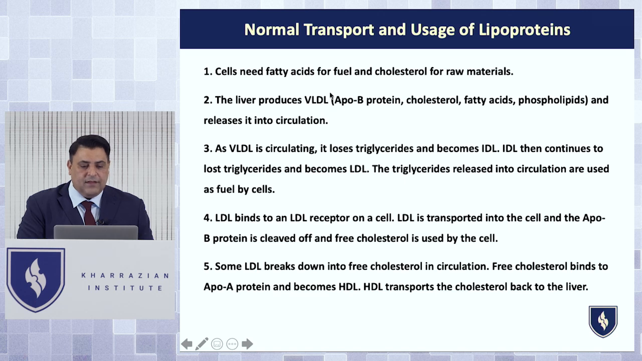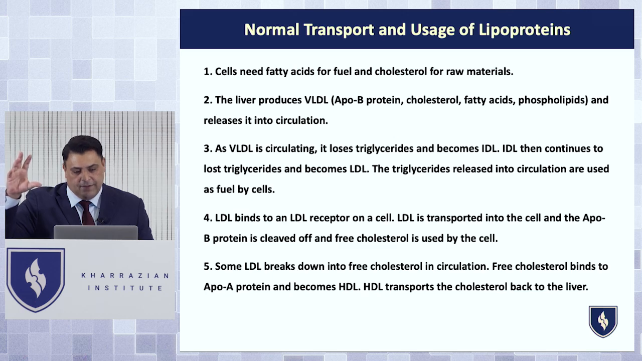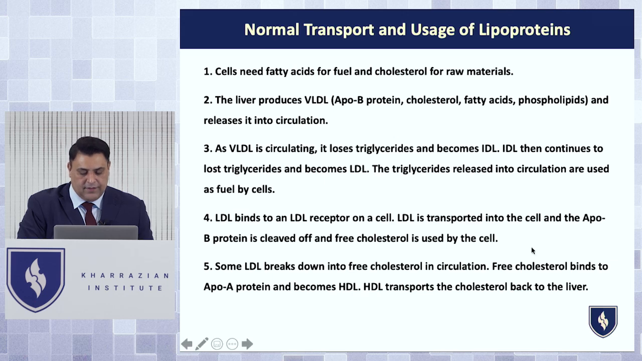Liver makes VLDL, which is apoprotein B, cholesterol, free fatty acids, and phospholipids. That goes through circulation. These fatty acids and phospholipids start to fall off over time in circulation. You're left with LDL. LDL can then bind to a receptor on a cell, and then cholesterol is carried into the cell. Then some of that cholesterol that's still in circulation when the LDL breaks off, ApoA protein binds to it, which now becomes HDL.